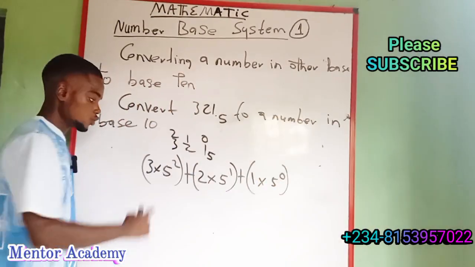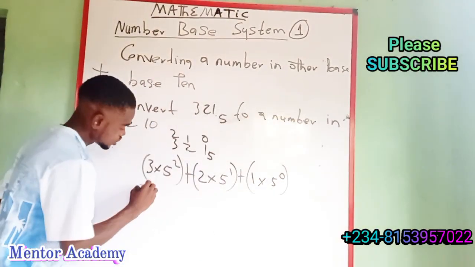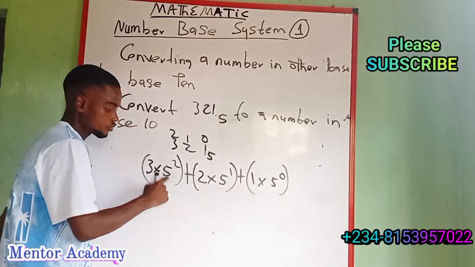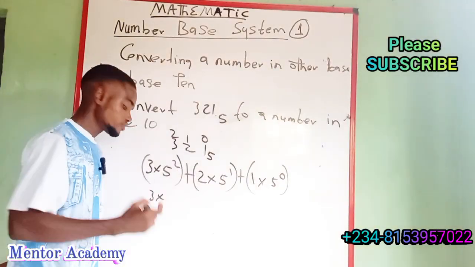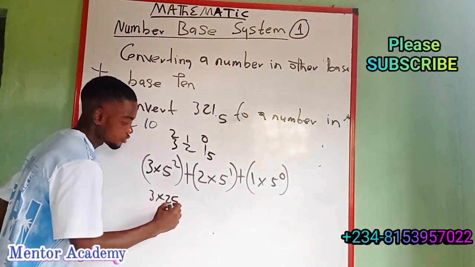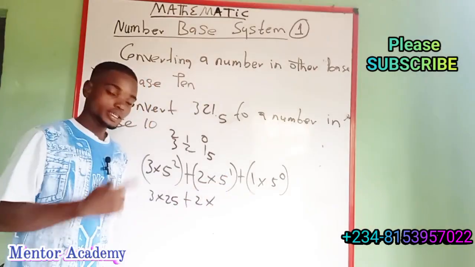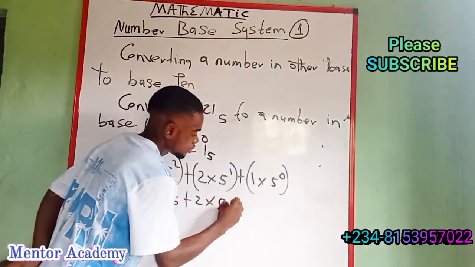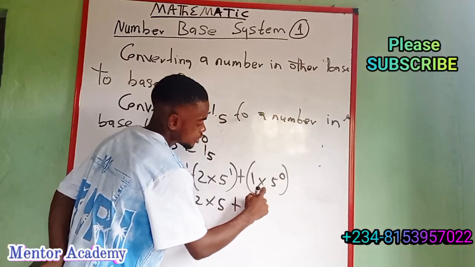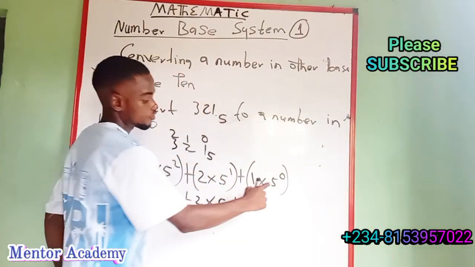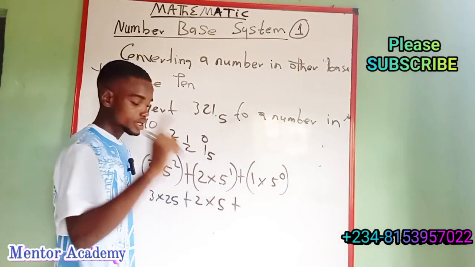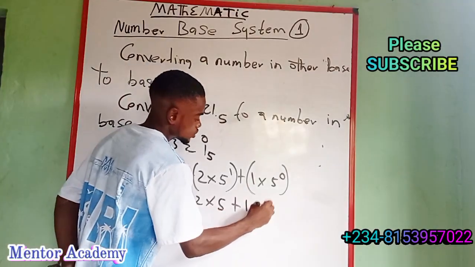Now we continue with working what is in the bracket, so that 3 times 5 raised to power 2 means 5 times 5 going to give us what? 25. Plus 2 times 5 raised to power 1 is 5. And plus 1 times 5 raised to power 0. 5 raised to power 0 is what? Is 1. You get now 1 times what? 1.